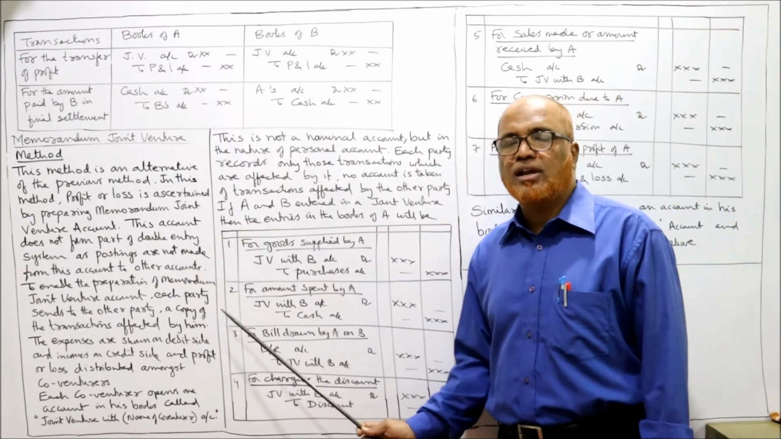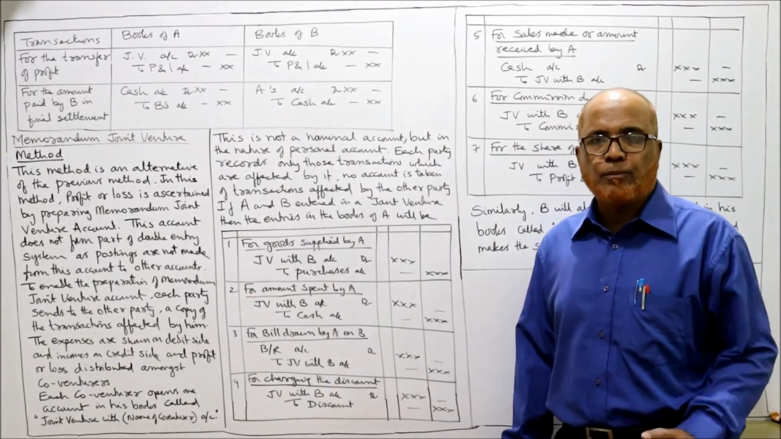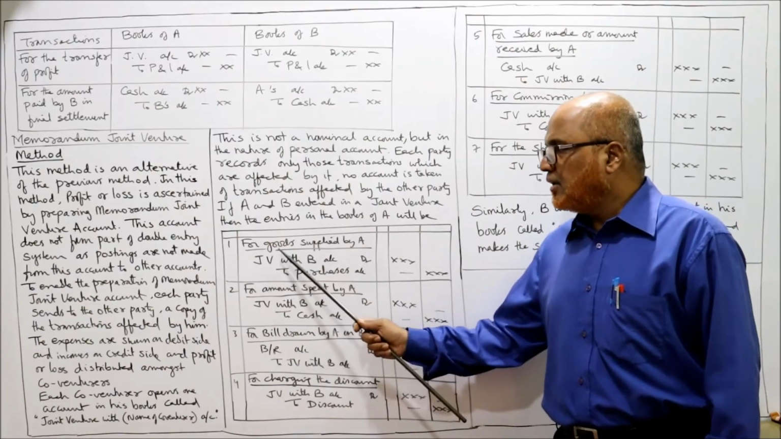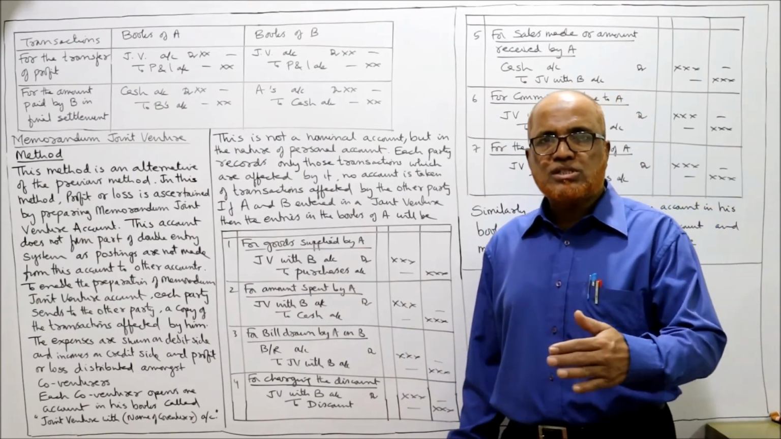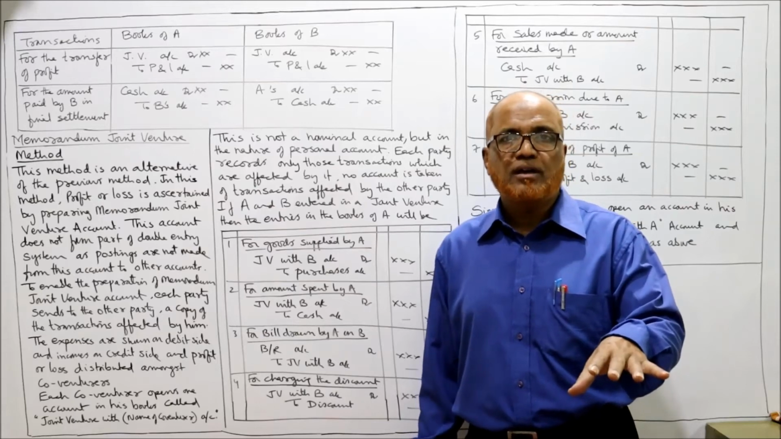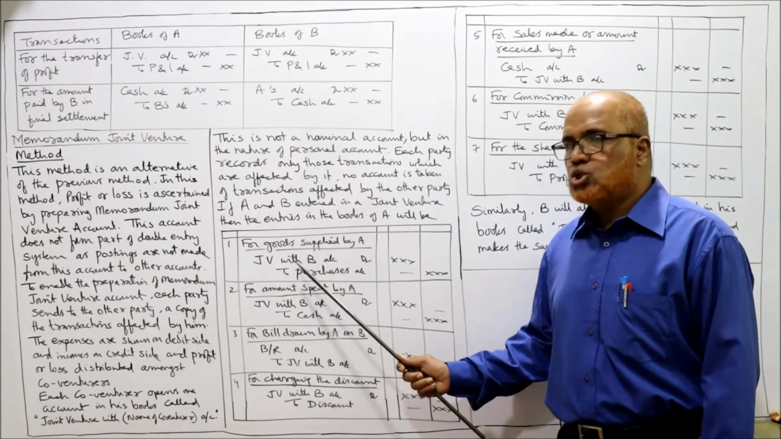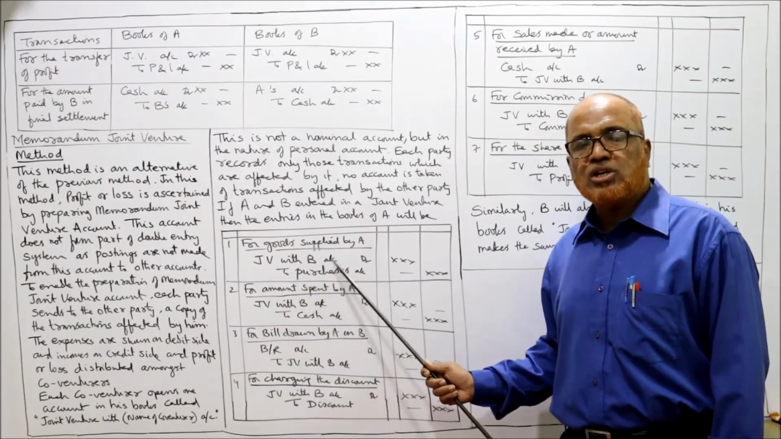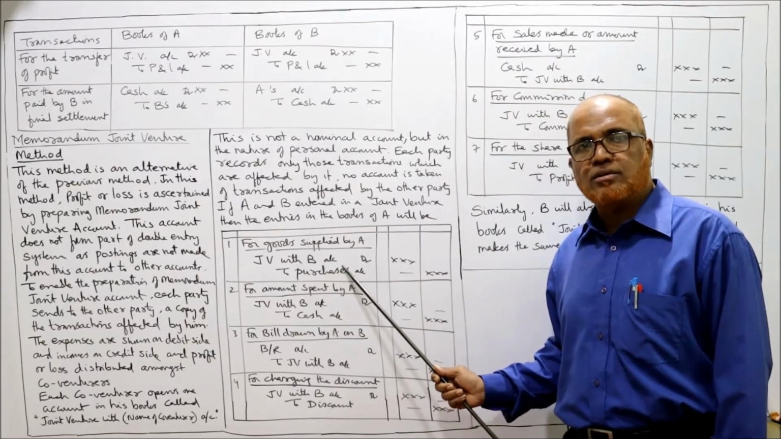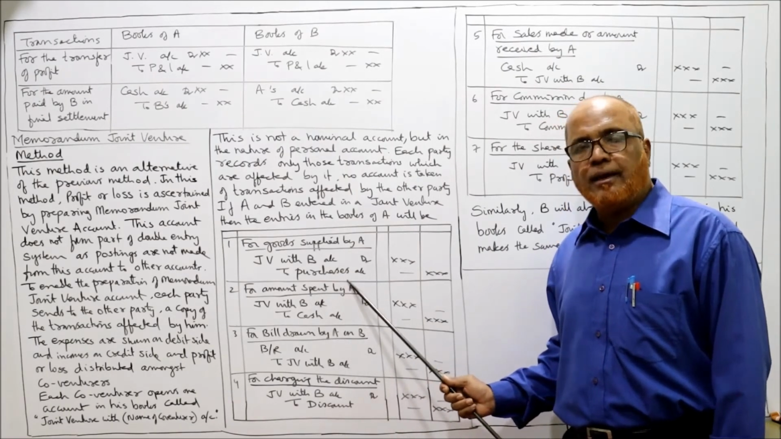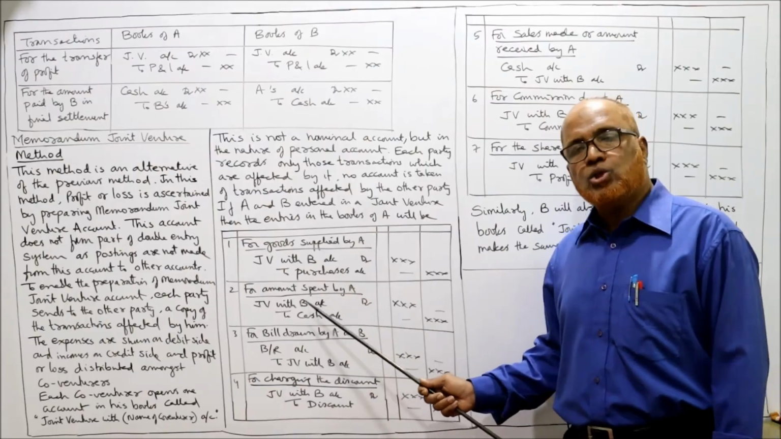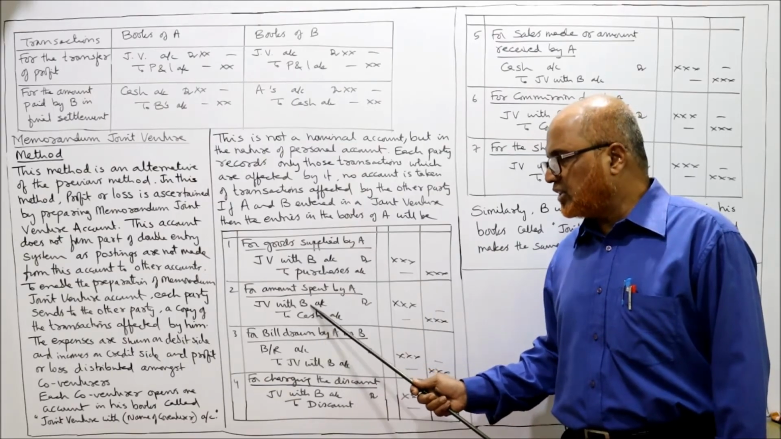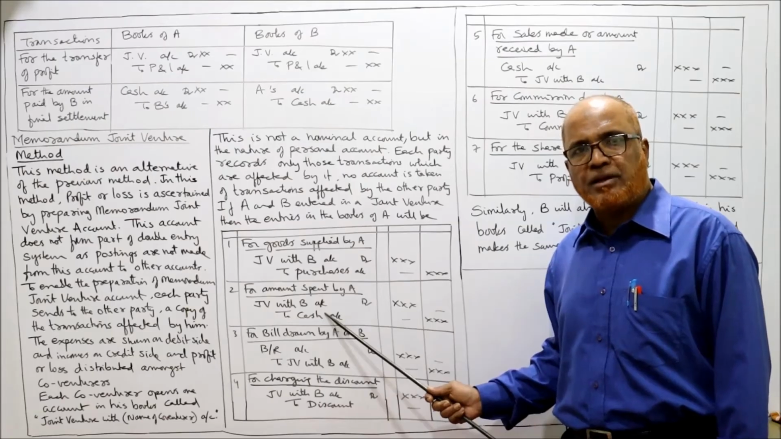Now what entries will we pass in this memorandum joint venture account? Suppose there are two co-venturers A and B. So what are the entries in the books of A? First entry for goods supplied by A. When goods are supplied by A, what entry will we pass in A's books? Entry will be joint venture with B account debit to purchases account. Next, for amount spent by A. When A incurred expenditure, joint venture with B account debit to cash, being the expenses paid by A.